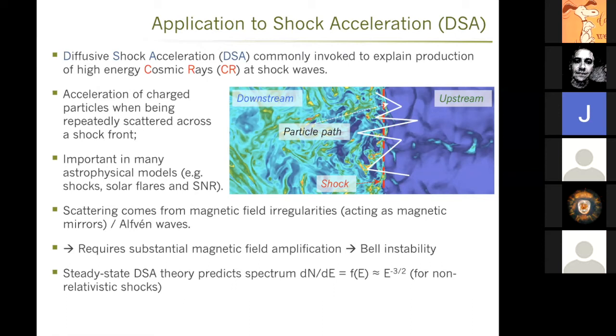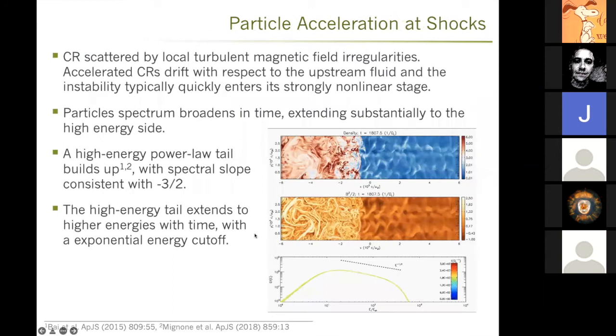Now, the scattering occurs because the shock is not laminar, but it is turbulent, because the turbulence comes from other kinds of instabilities, which are easily triggered by the particles themselves. One possibility is the Bell instability. Now, the interesting thing is that there is an analytical theory that predicts the asymptotic behavior of a population of particles being accelerated at a perpendicular shock. And that theory predicts that the spectrum must go like E to the minus 3/2 for a non-relativistic shock.